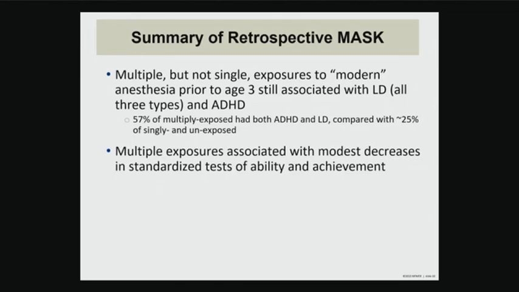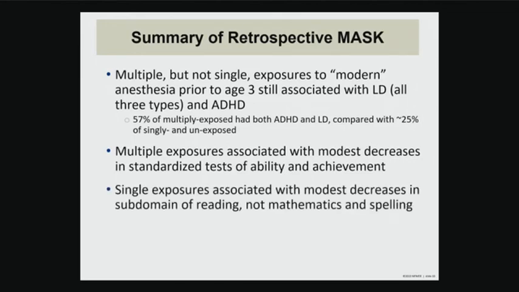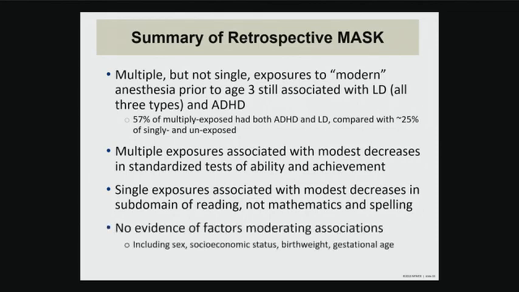Multiple exposures were also associated with modest decreases in the standardized tests of ability and achievement, and single exposures associated with modest decreases in subdomains of reading, but not in mathematics and spelling for achievement tests. Didn't find any evidence of factors such as sex or socioeconomic status or gestational age moderated these associations. Didn't matter whether you're a boy or girl, for example.